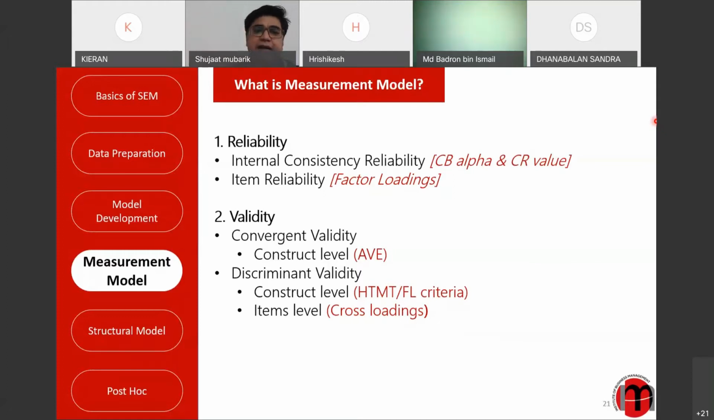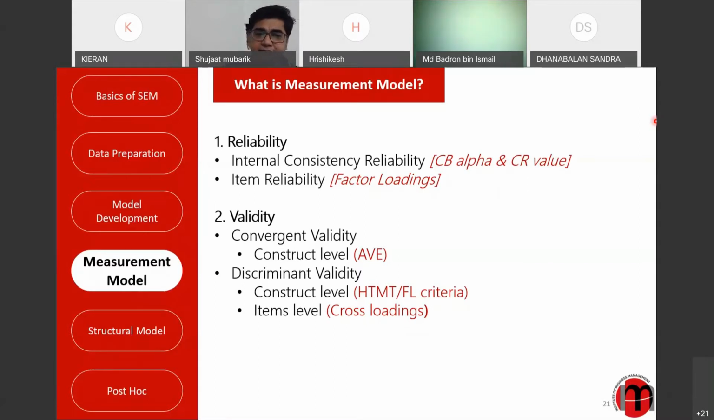And the discriminant validity is the individuality of each item. For example, if we are asking 5 questions or 10 questions, each of the questions is unique and contributing value to the major concept. It's not a duplication of any of the other items. So this is the discriminant validity. Discriminant validity is checked at the item level, meaning the items are different from each other, and the same is also checked at the construct level.